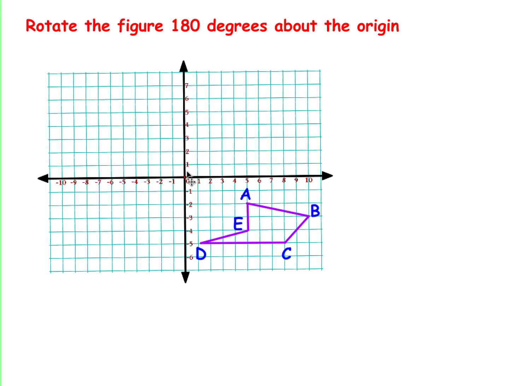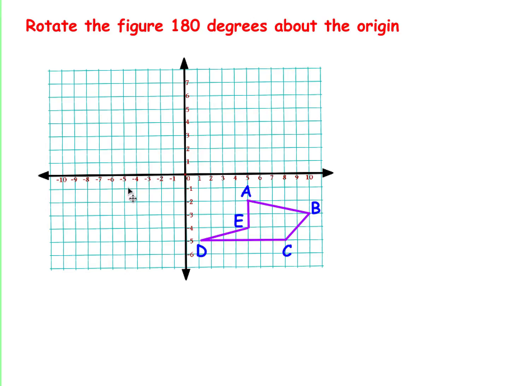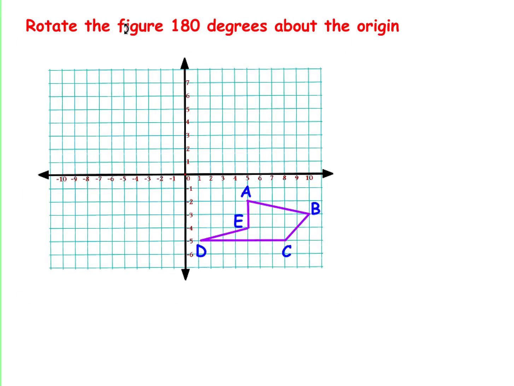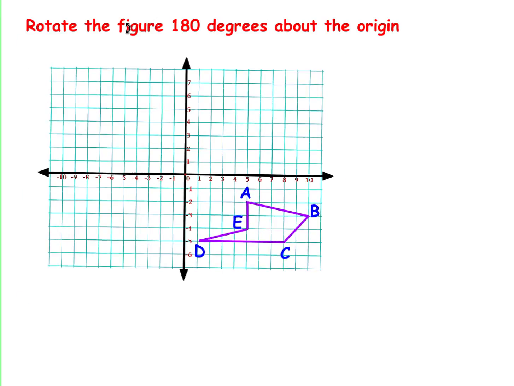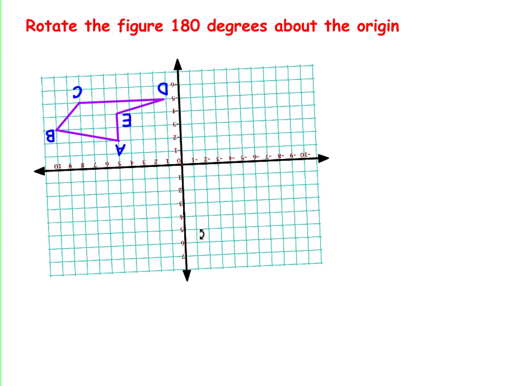Now I got kind of a funkier image here. And what it's asking me to do is to rotate this figure 180 degrees about the origin. So the first thing I need to do is actually rotate it. Again, this is a piece of paper. You can do the same thing with your paper. Because it's saying 180 degrees, that means I'm just flipping it upside down. I'm going to flip my graph upside down, or taking my paper and flipping it upside down.